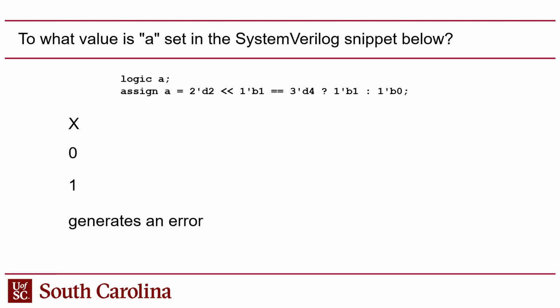So there's a 2-bit value that's decimal 2, which is going to be 1, 0. I'm going to shift that to the left by 1. That's like multiplying it by 2, right? So that should be 1, 0, 0. And then I want to check to see if that equals 4, encoded in 3 bits, 1, 0, 0. And of course that's true, and so that will be evaluated to 1.